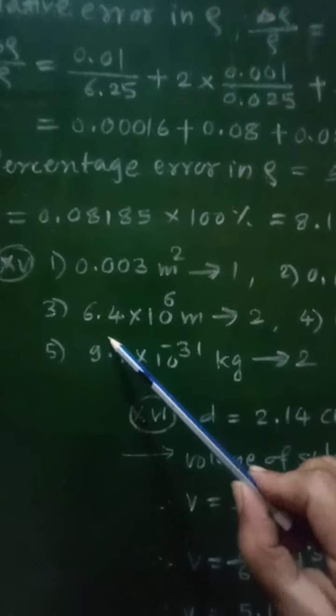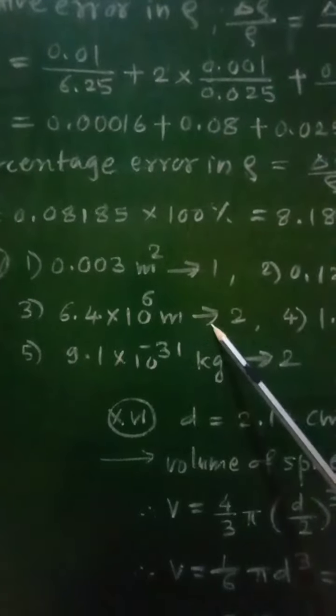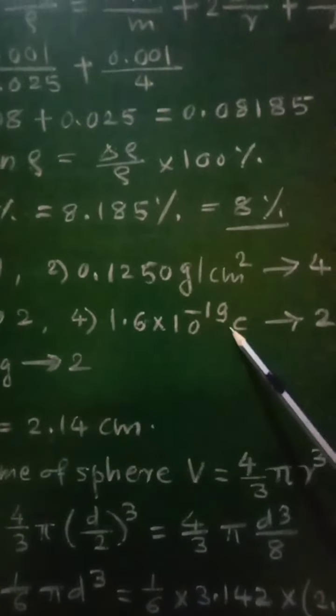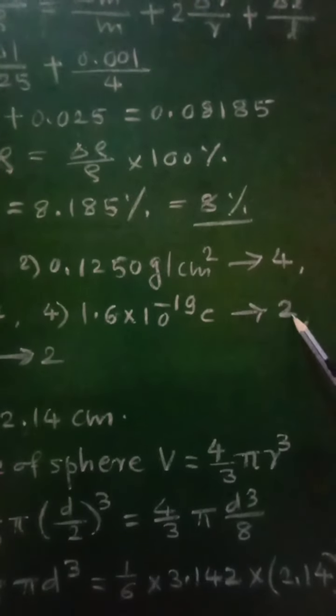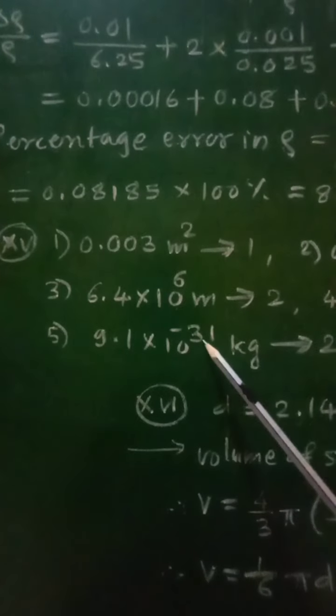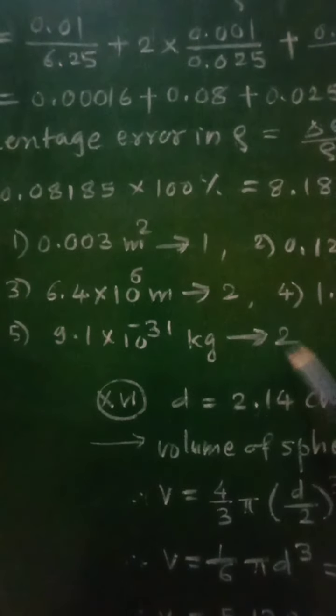Then third, 6.4 into 10 raised to 6 meter. For this, only 2 significant figures will be there. Then for fourth, 1.6 into 10 raised to minus 19 coulomb, again only 2 significant figures. And then for fifth, 9.1 into 10 raised to minus 31, again only 2 significant figures.